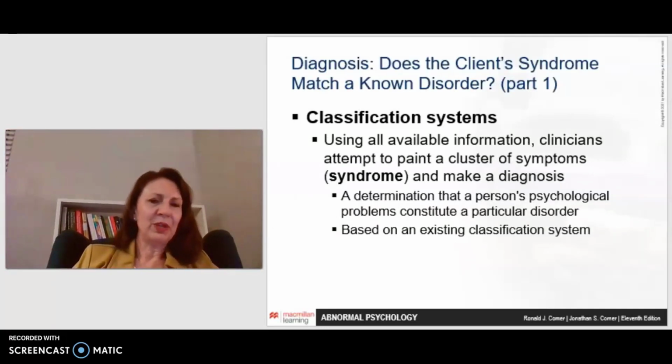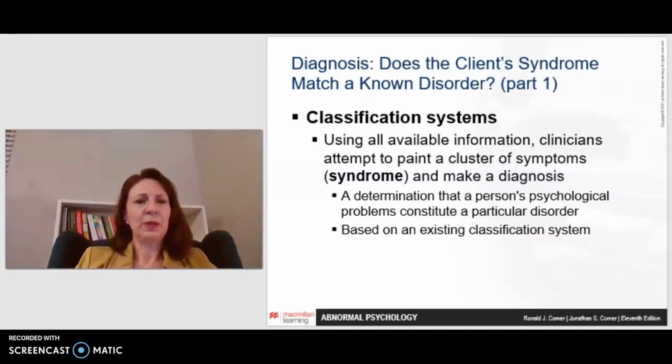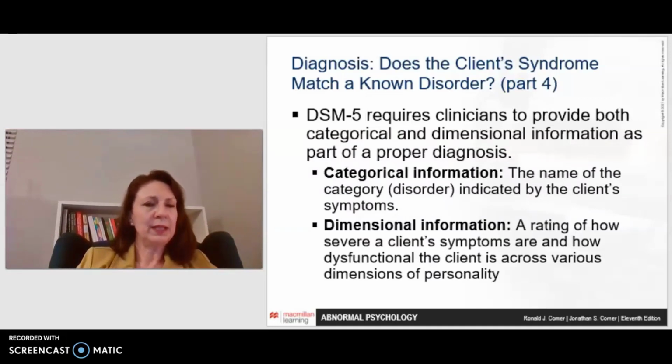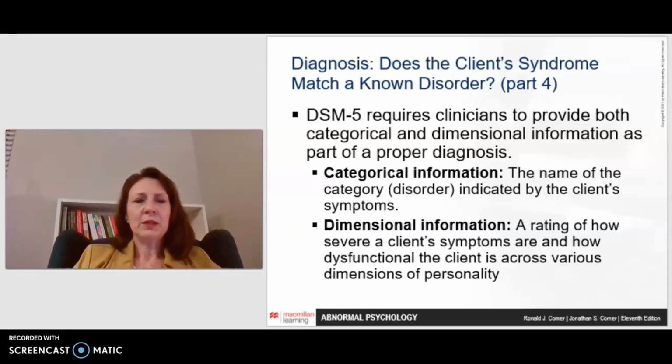So once we've gathered our information, then we use a classification system to classify a disorder. Using all available information, we paint a cluster of symptoms or syndrome and make a diagnosis. There's a determination that a person's psychological problems constitute a particular disorder, and it's based on, in our country, mostly the DSM-5, which is now in text revision. This is short for the Diagnostic and Statistical Manual that's published by the American Psychiatric Association.